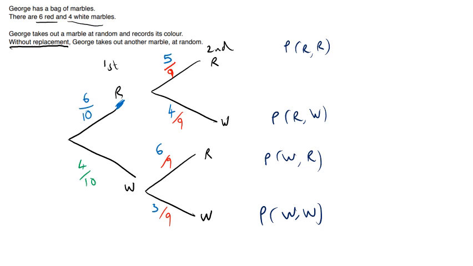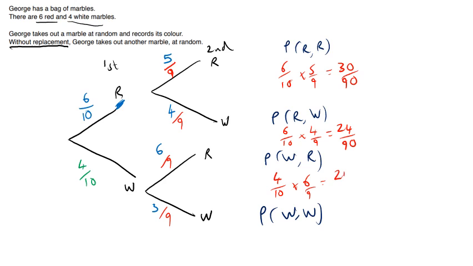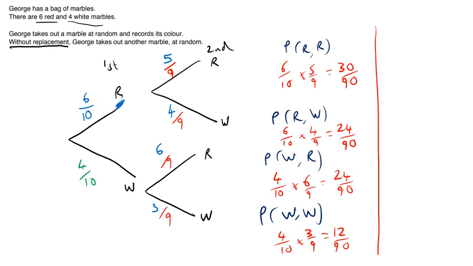Okay, so then if we wanted red then red, it would be 6/10 times 5/9, which is 30/90. Red then white would be 6/10 times 4/9, which is 24/90. White then red, 4/10 times 6/9, 24 over 90. And white then white would be 4 over 10 times 3 over 9, which is 12 over 90. And the question I'm going to ask is the probability that they are both the same colour.